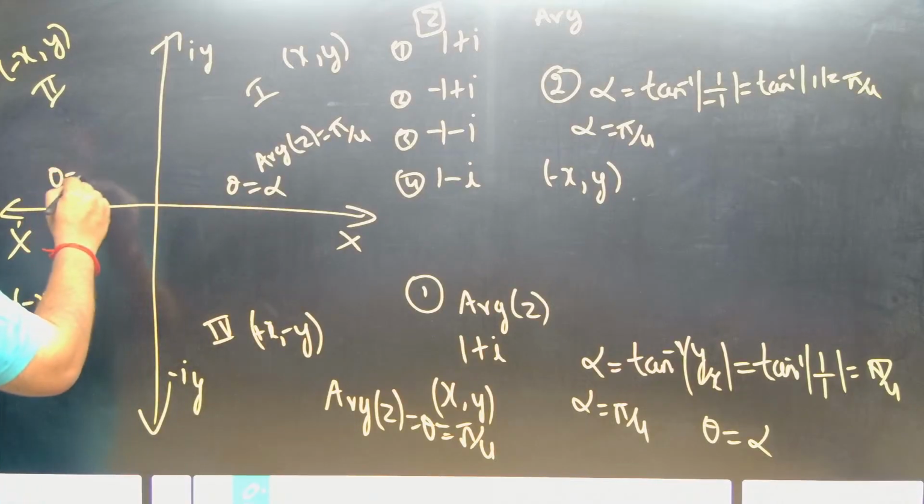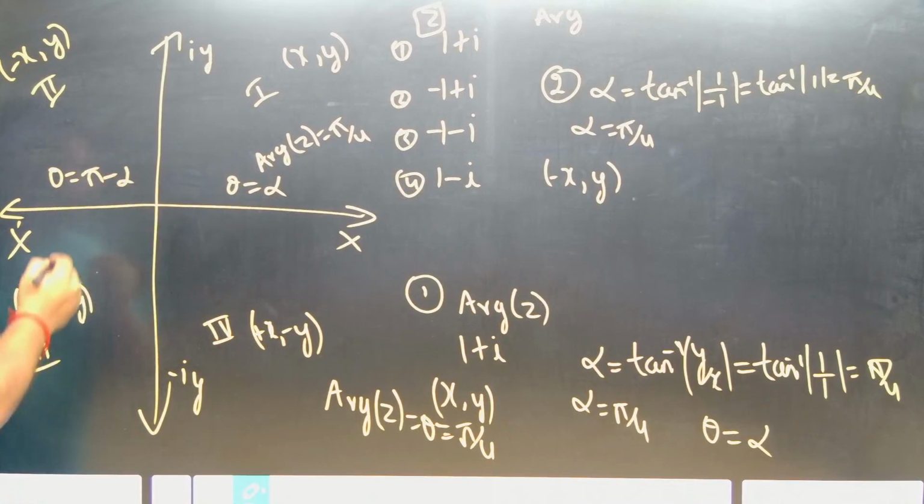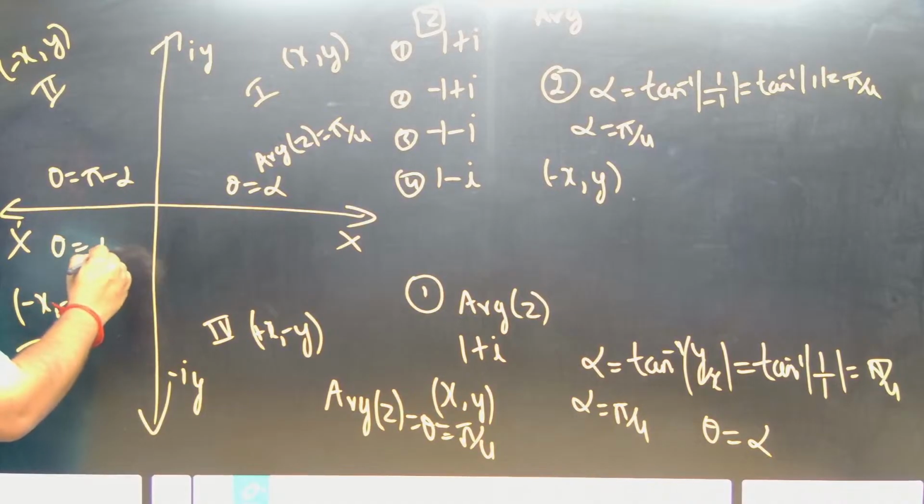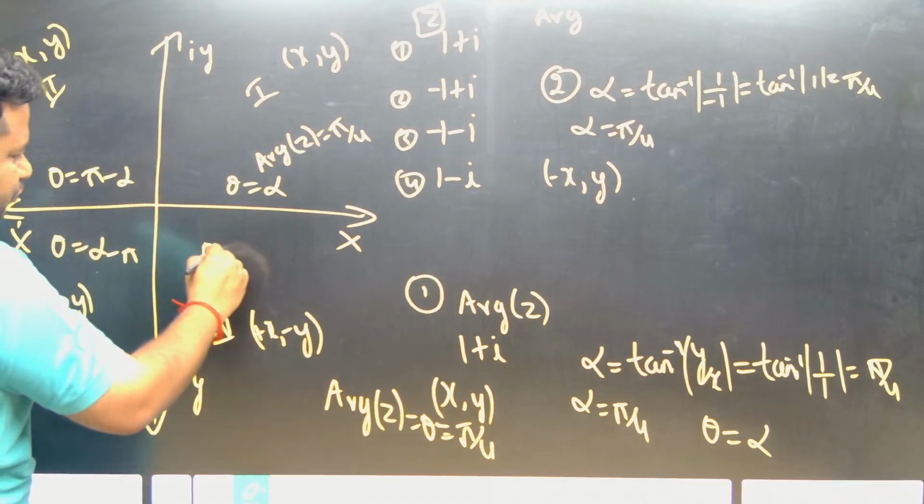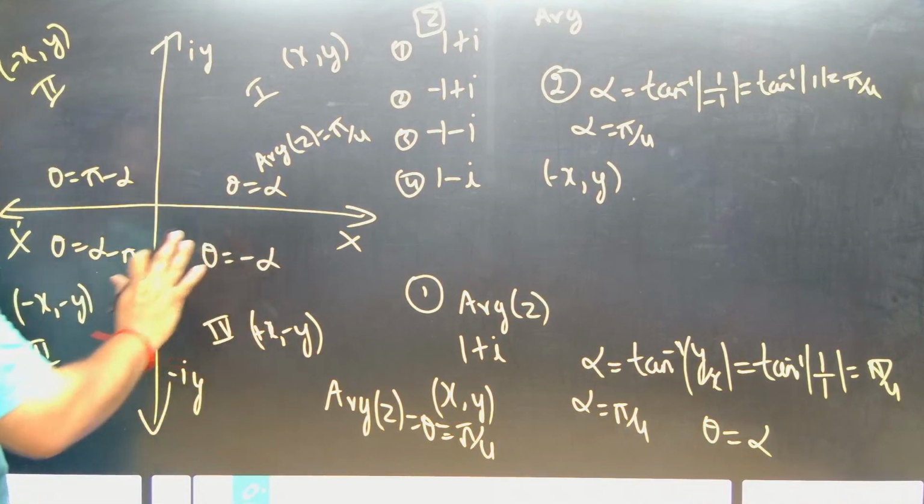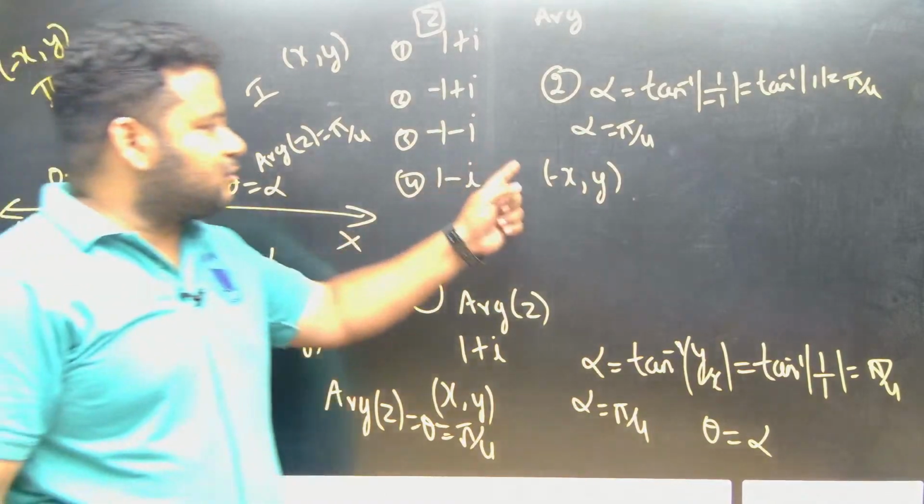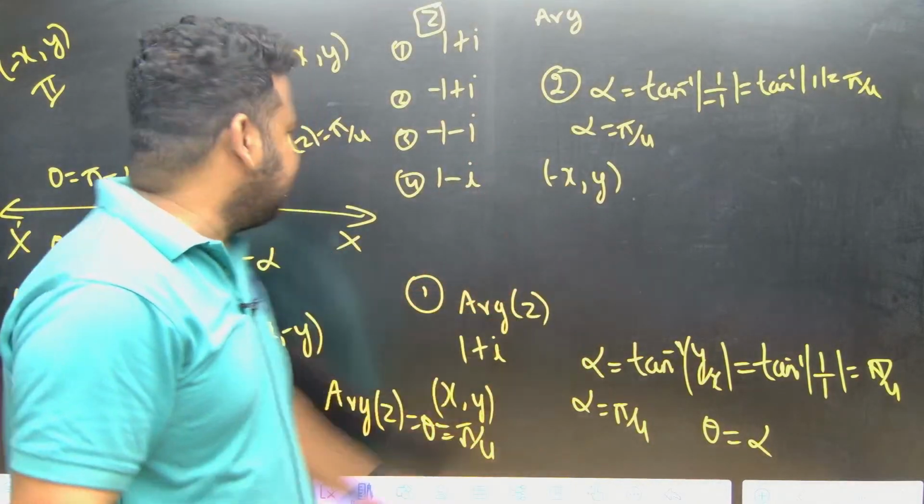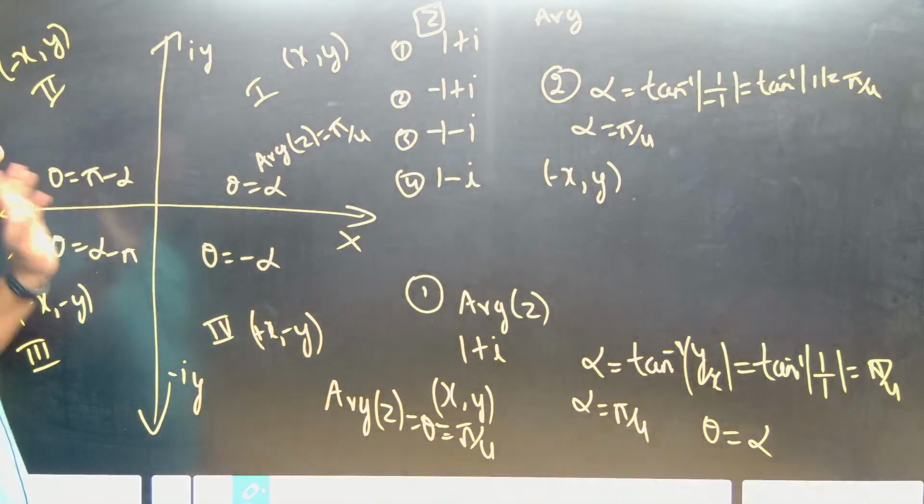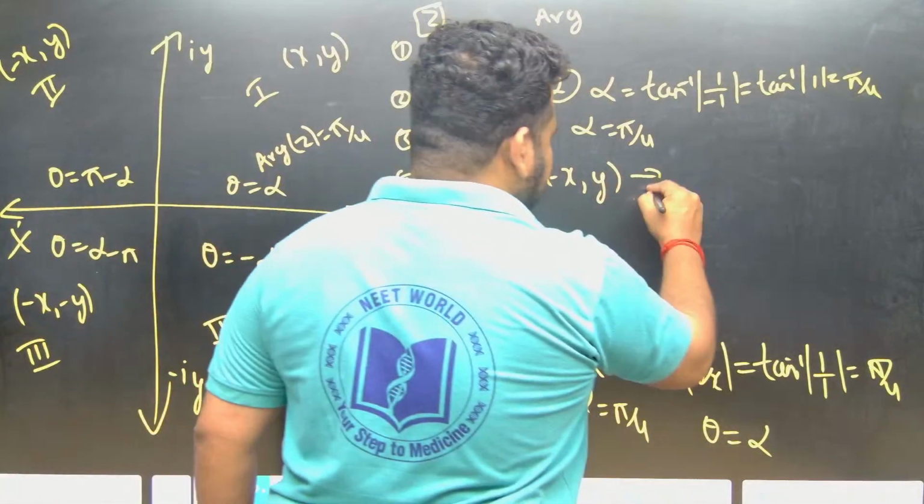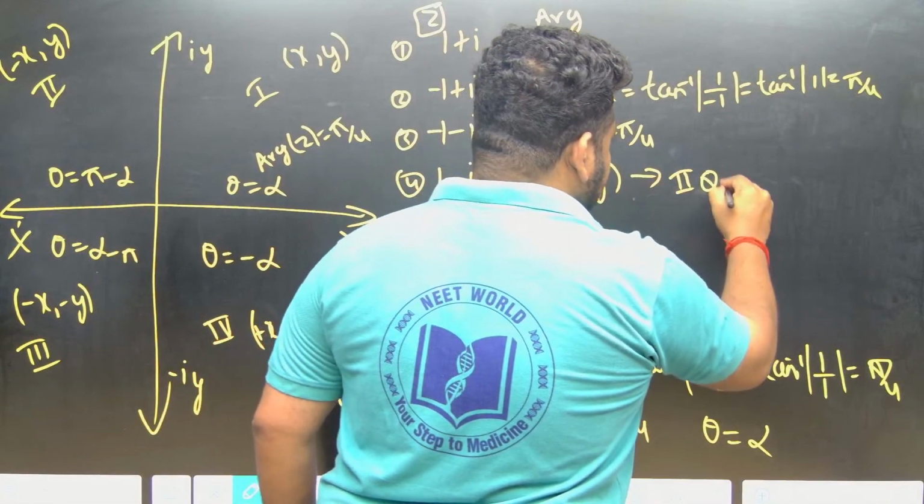In the first quadrant, theta is equal to alpha. In the second quadrant, like I told you, theta will be equal to pi minus alpha. In the third quadrant, theta will be equal to alpha minus pi. And in the fourth quadrant, theta will be equal to minus alpha. Now look at this question: minus x comma y means second quadrant. So this is in the second quadrant.